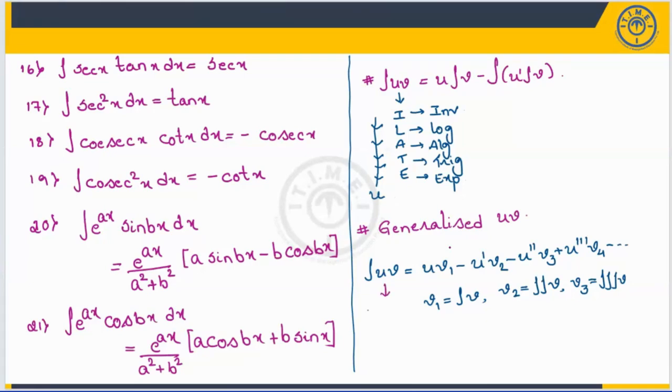You can use this generalized UV only under two conditions: if you have a product of algebraic into exponential, or algebraic into trigonometric. Only under these two conditions will you use your generalized UV formula.